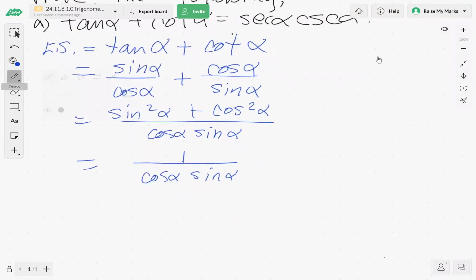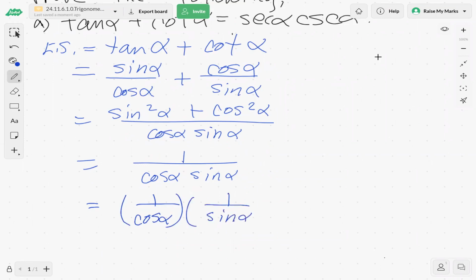Okay, so let's see what we can do with this. Let's rewrite this as 1 over cos alpha times 1 over sine alpha. 1 over cos alpha is secant alpha. 1 over sine alpha is cosecant alpha. Well, this looks exactly like our right-hand side. So it looks like we're done. So we've proved our identity.